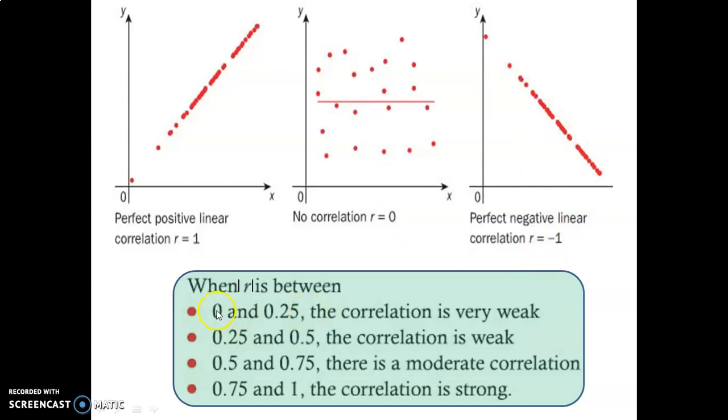So when the absolute value of the R value is between 0 and 0.25, we call that a very weak correlation. Between 0.25 and 0.5, a weak correlation. Between 0.5 and 0.75, a moderate correlation. And greater than 0.75, we say it's a strong correlation.